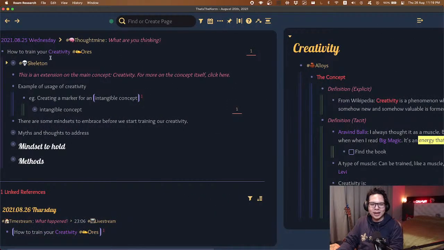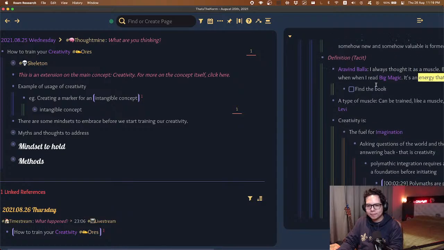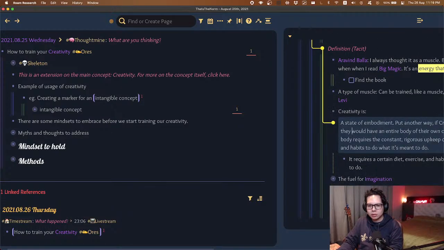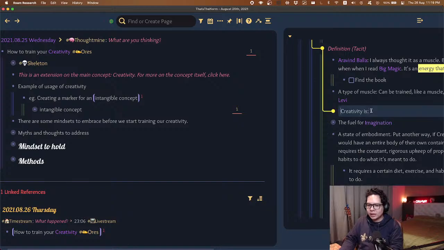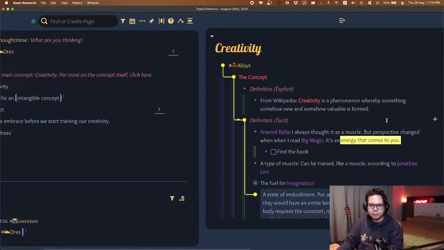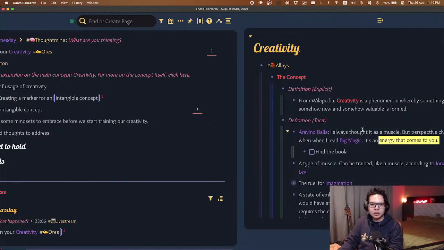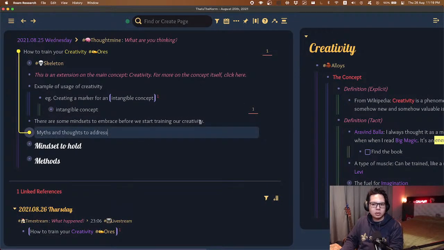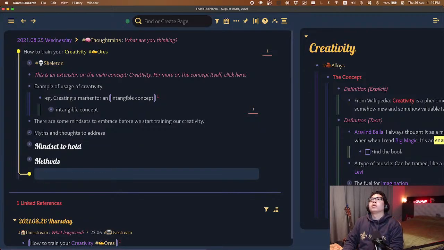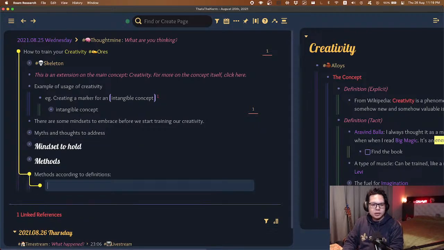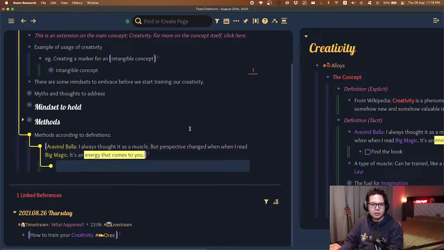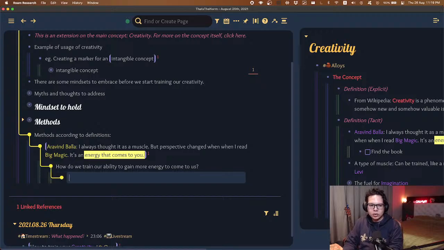But I'm not really answering the question. So if we have defined creativity, how do we train it? If, for example, we take Arvin's point, methods according to definitions, if we go here, block ref that, how do we train our ability to gain more energy to come to us? The first thing I can think of is to increase the surface area of available activity to come to us.